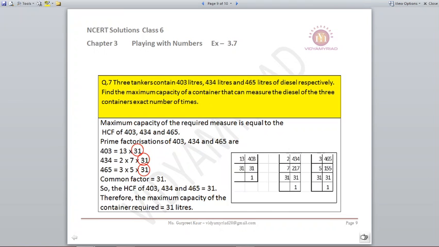Question number 7. 3 tankers contain 403 liters, 434 liters and 465 liters of diesel respectively. Find the maximum capacity. Maximum capacity means highest common factor. Solve it individually, separately and find the common among them. Only 31 is common in all the 3 numbers. So we can say that 31 liters is the required answer.